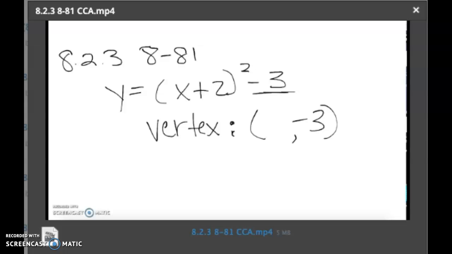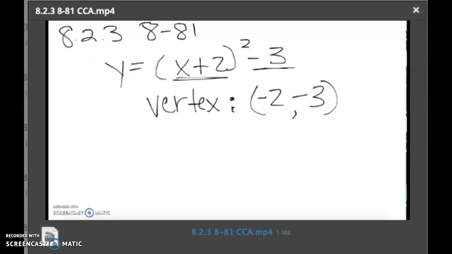And then the x-coordinate of my vertex, remember, I'm looking at what's inside of my parentheses, and I'm setting that equal to 0 and solving for x. So if I took x plus 2 equal to 0 and solved for x, I would get that x equals -2. All right, so there's my vertex. And then I'm going to go ahead and let y equal 0, and then I'm going to solve for my x-intercepts.